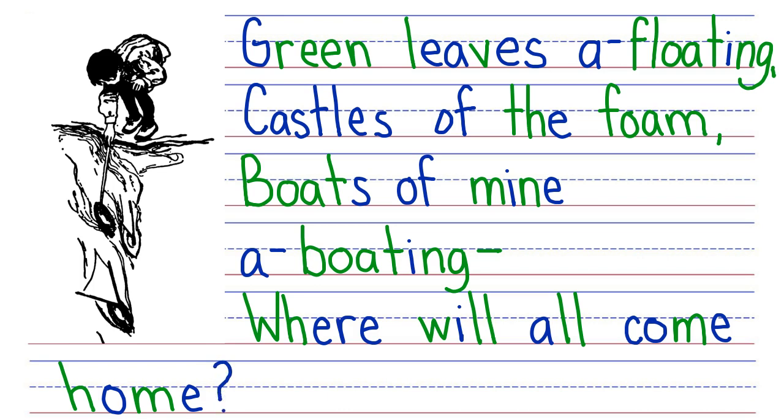So that is the stanza of the poem, Where Go the Boats. It says, green leaves a-floating, castles of the foam, boats of mine a-boating, where will all come home? Your assignment is to find the whole poem, Where Go the Boats, in the book called A Child's Garden of Verses by Robert Louis Stevenson. You should have already spent some time with this book, so this should be easy.